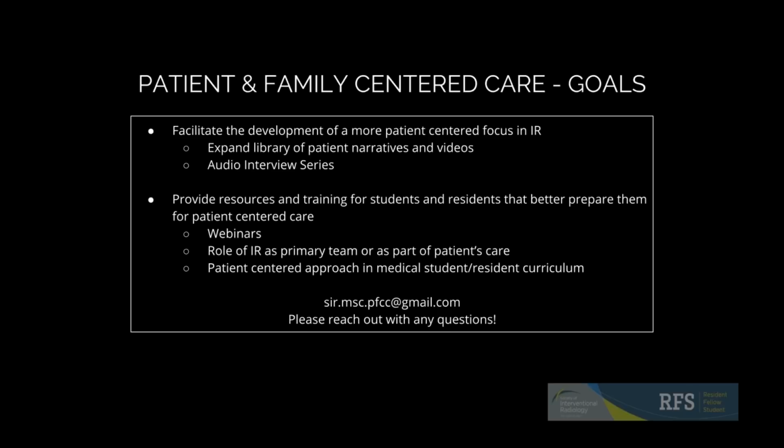And some of the things we want to do is focus on webinars in terms of educating providers of all levels, and then also focusing on how IR can be not just the consulting team, but also the primary team, and making sure that our providers know how to take care of patients and be there at every step.